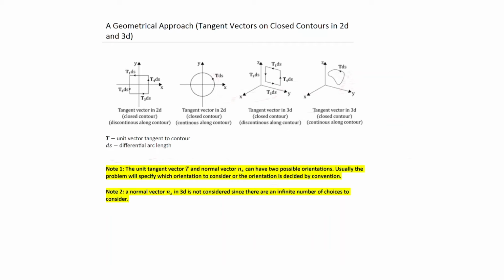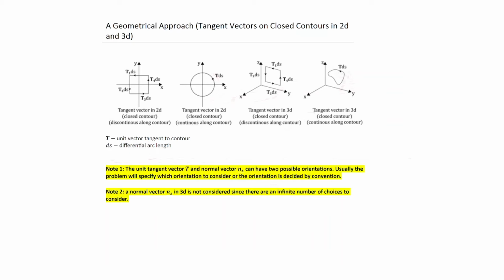Again, just to make a note that the unit tangent vector t and normal vector ns can have two possible orientations, but usually the problem will specify which orientation to consider, or the orientation is decided by convention. That convention, more or less, is the right-handed convention.